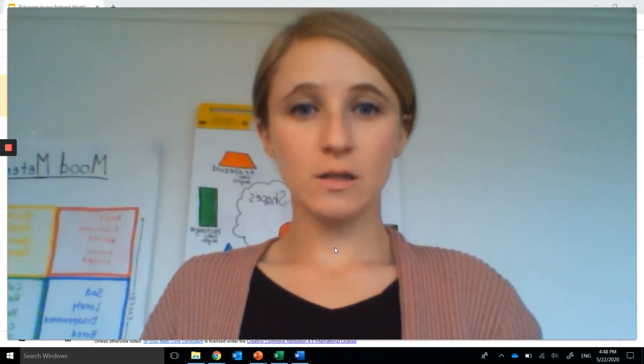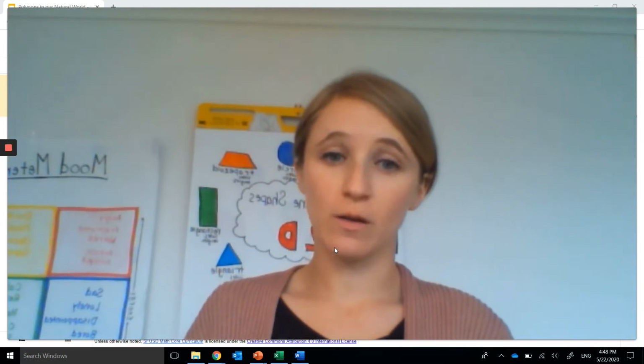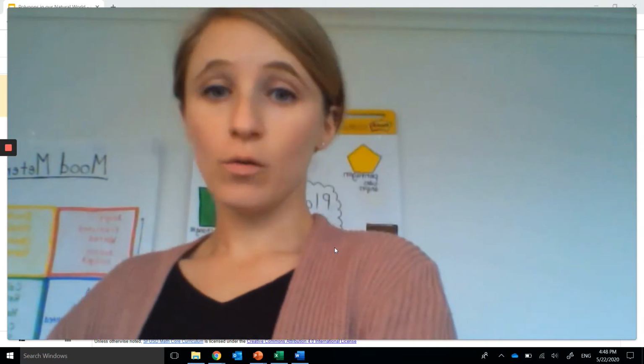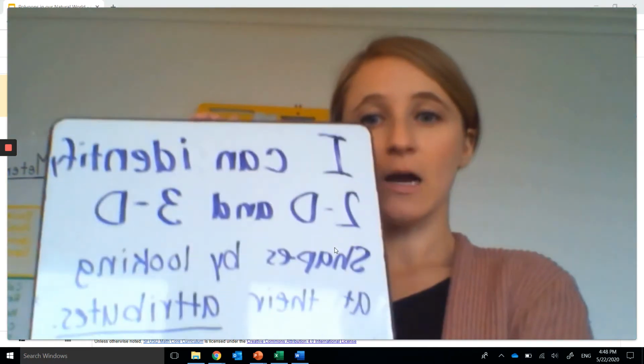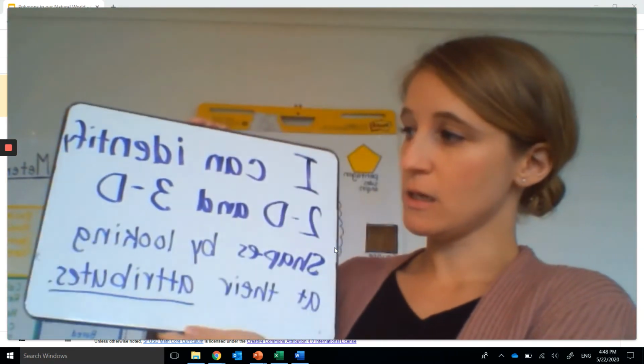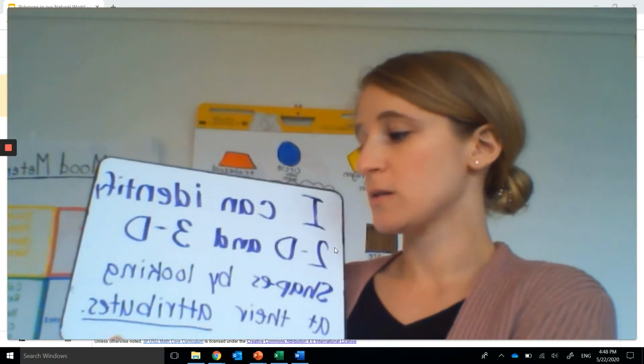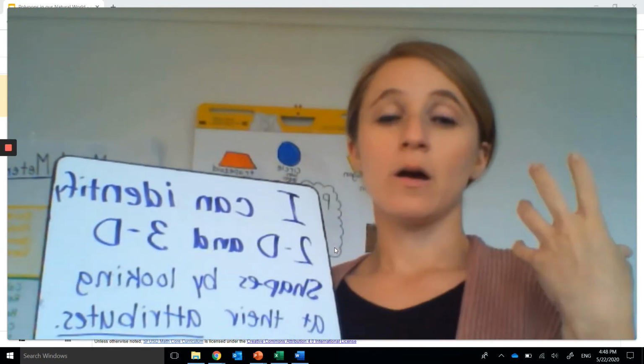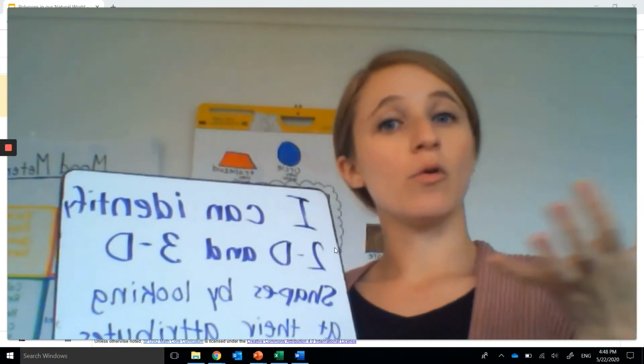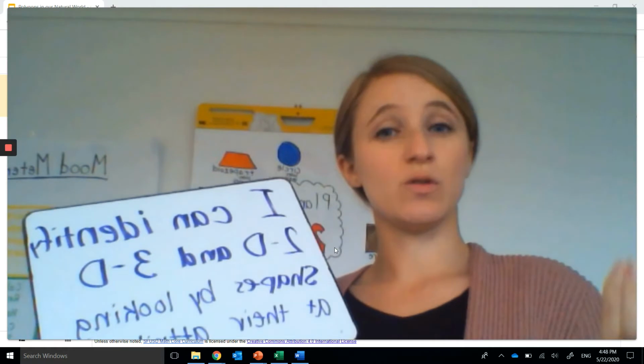Graders, this is your math lesson for the week of March 25th. And our goal for this lesson is I can identify 2D and 3D shapes by looking at their attributes. Attributes means things that you can see about them or characteristics, so things that you notice about them.